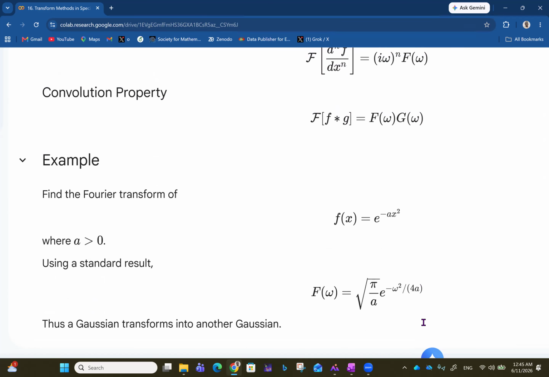As an example, I'm going to find the Fourier transform of f of x equals e raised to minus a x squared, where a is greater than 0. So using the standard results, we see that F of omega is equal to the square root of pi over a, multiplied by e raised to minus omega squared over 4a. Thus, a Gaussian transforms into another Gaussian. So we start with this Gaussian expression and end up with another term that is Gaussian in nature.